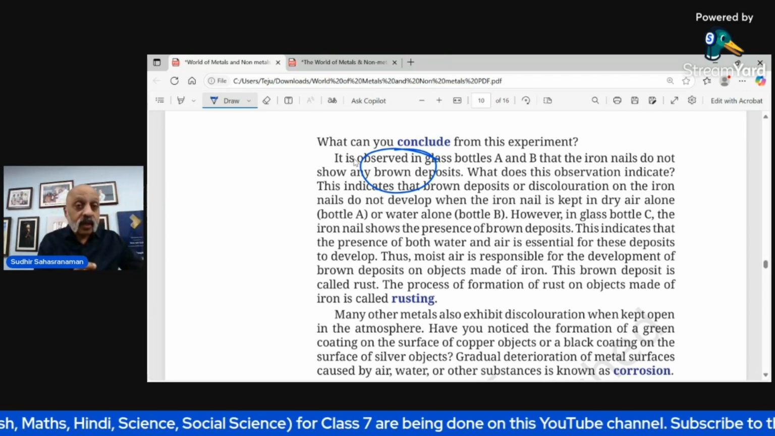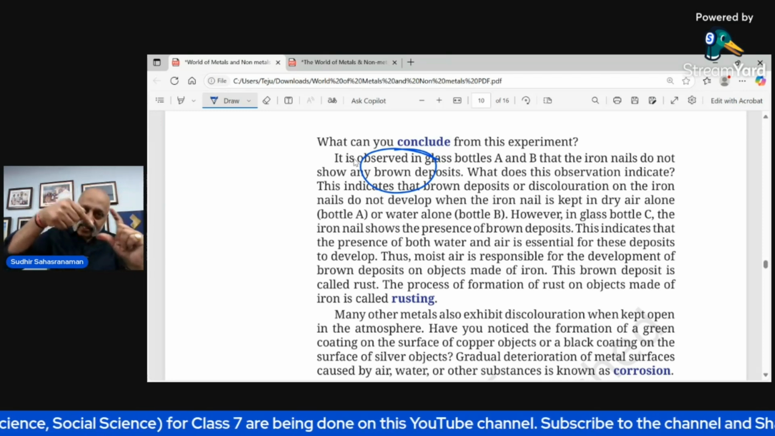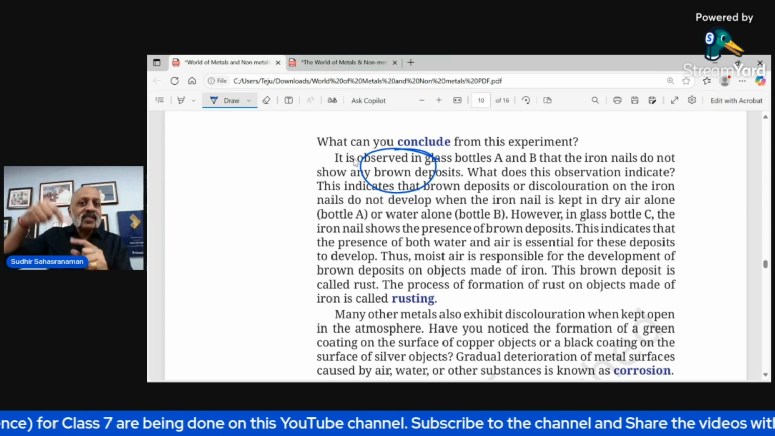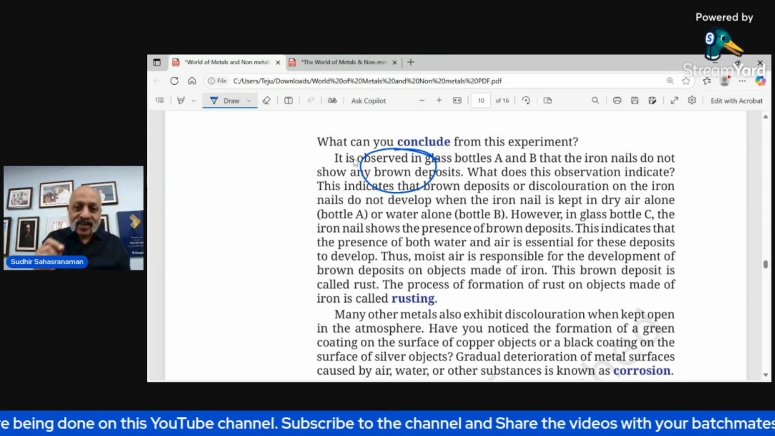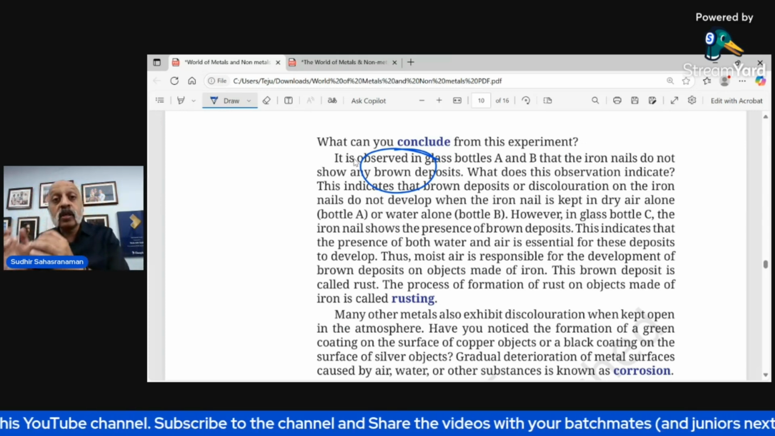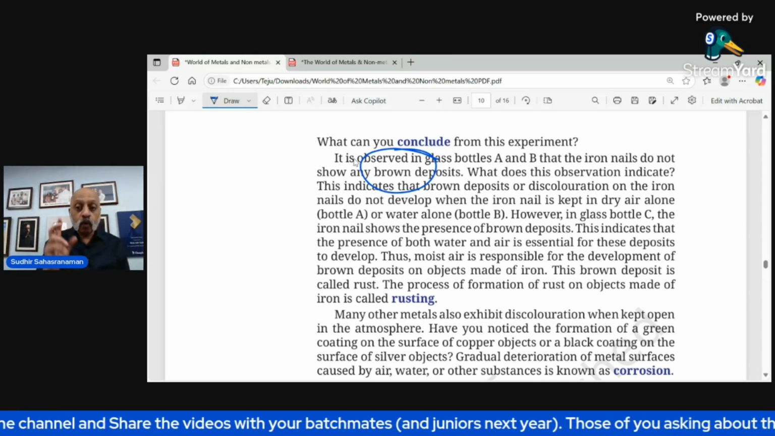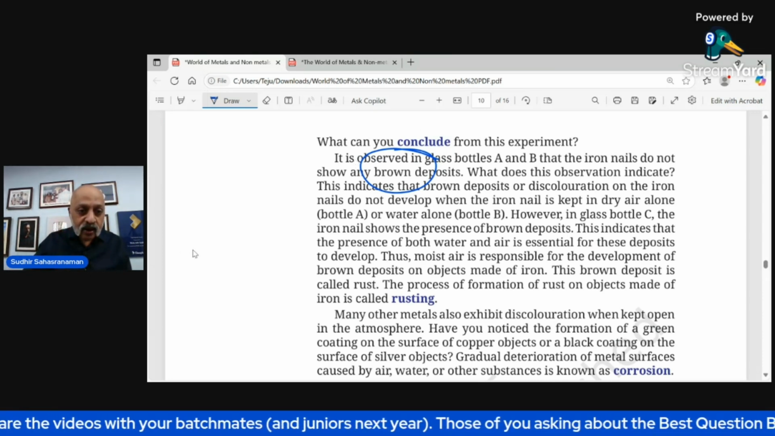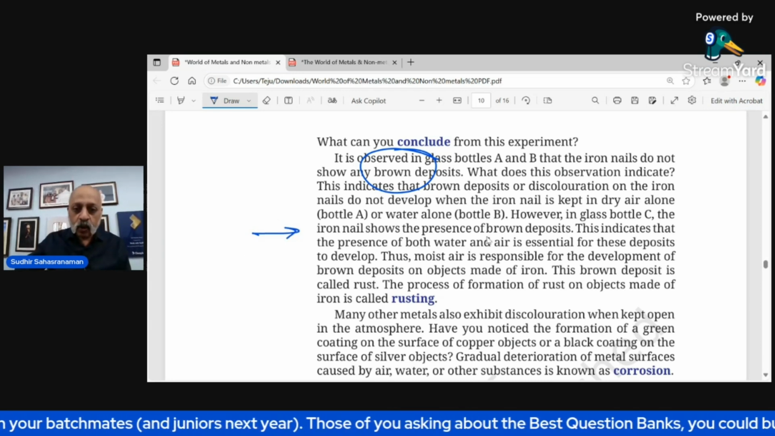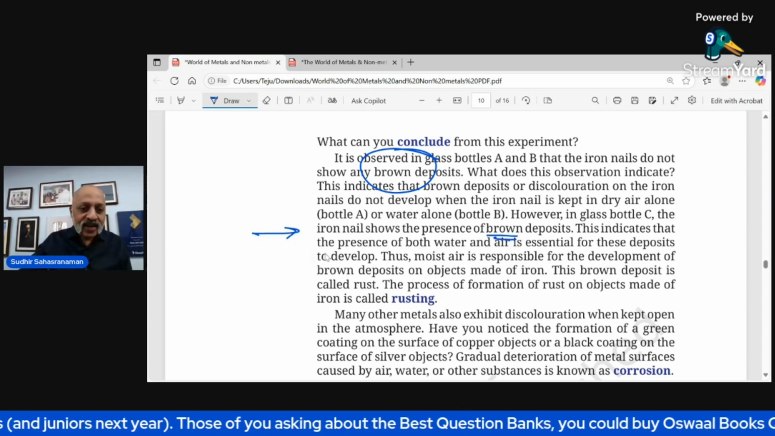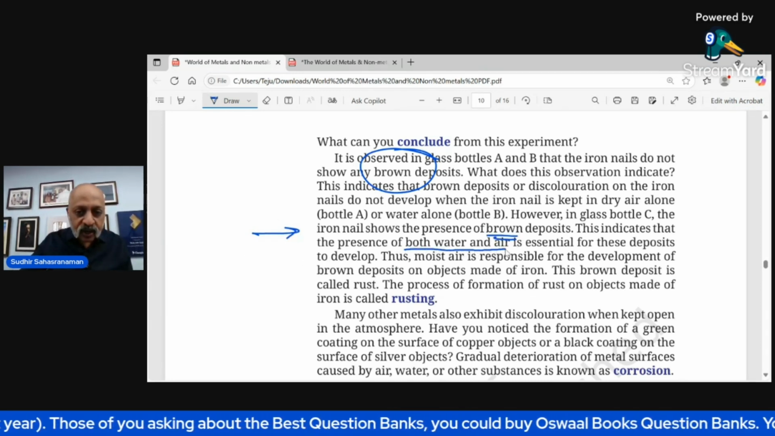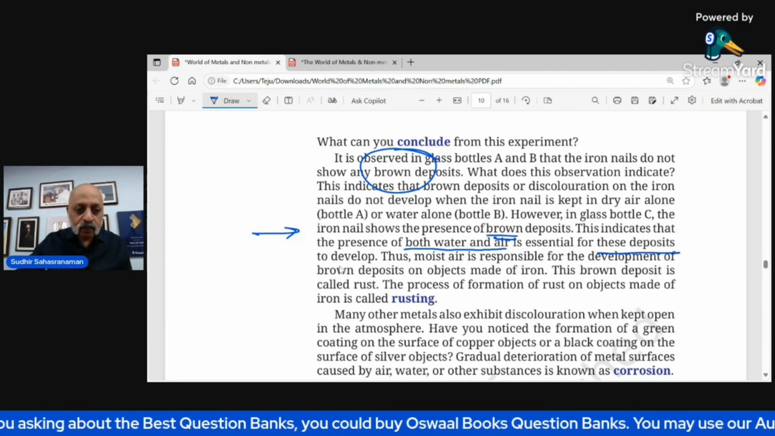However, in the third jar, where 2/3 of the nail is inside water, 1/3 of the nail is outside in the air, there what happens is that it will show some brown deposits being made in glass bottle number C. The iron nail shows the presence of brown deposits. Okay, so this indicates that the presence of both water and air is essential for these deposits to develop.